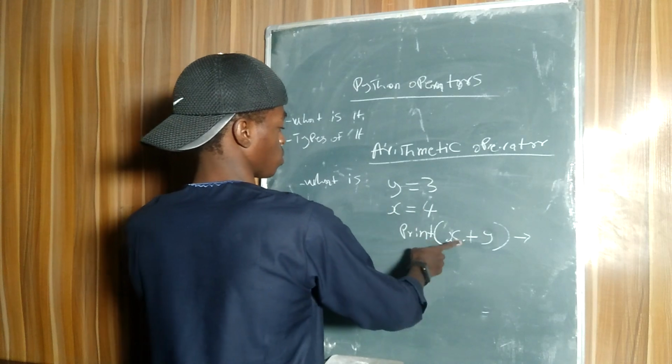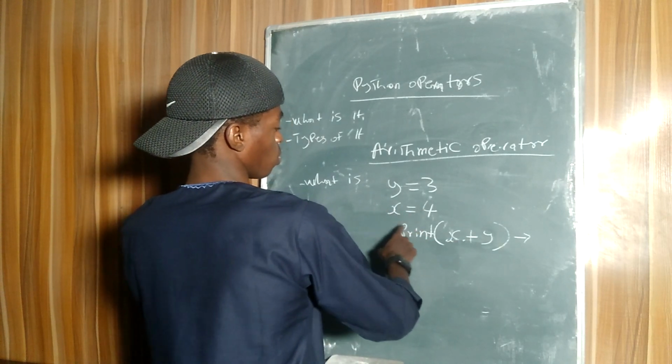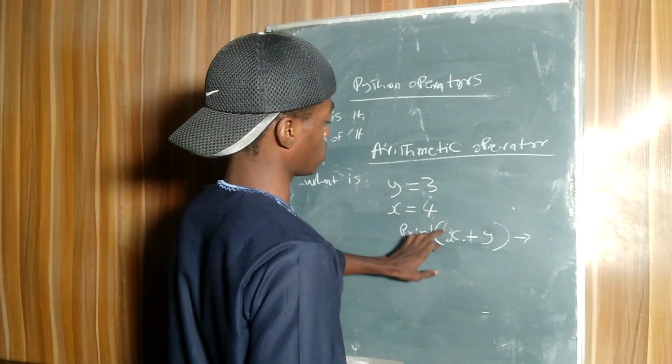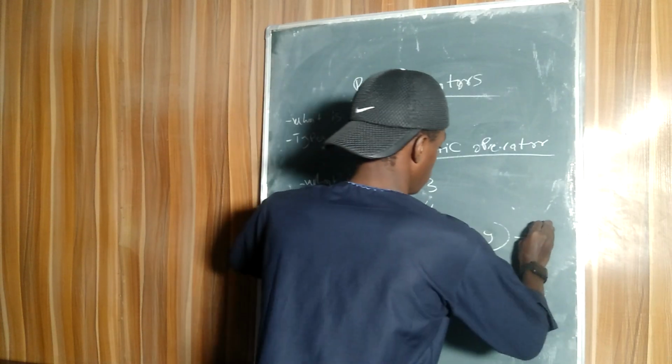We know that x is equal to 4. So this x is equal to 4. The Python program will look at 4 plus 3. We just look at it as 4 plus 3, which means we're going to end up with 7.